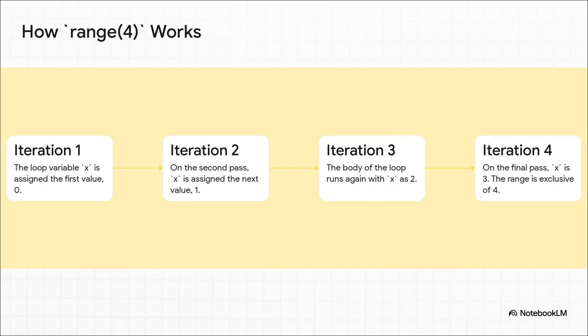So what's actually happening inside that range of 4? Well, on the very first iteration, x is set to 0. Then, on the next pass, x becomes 1, then 2, and finally 3. Now here's the part you've got to remember. Range is exclusive. It goes up to but does not include that final number. So range of 4 gives us 4 numbers total: 0, 1, 2, and 3.